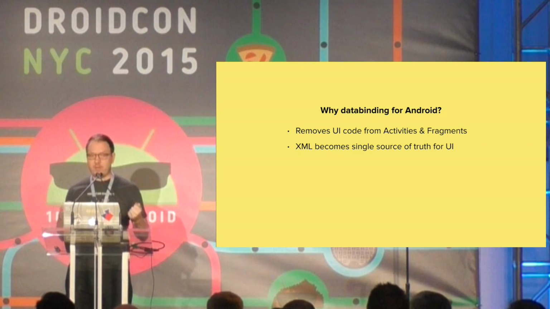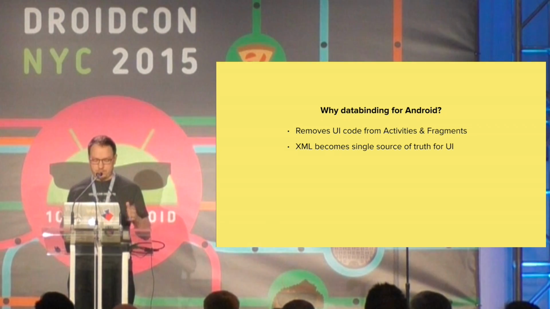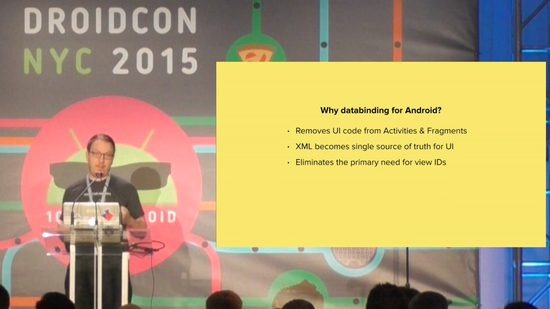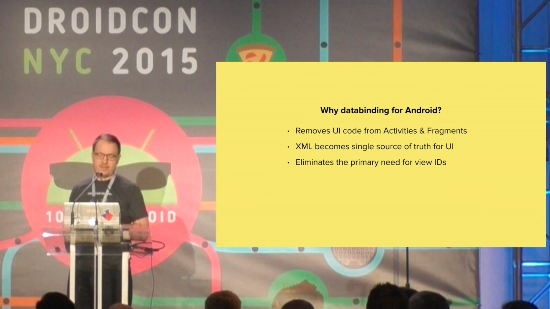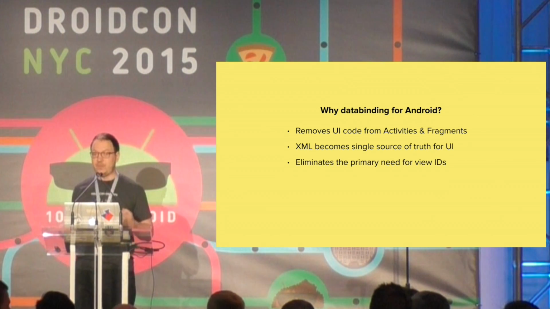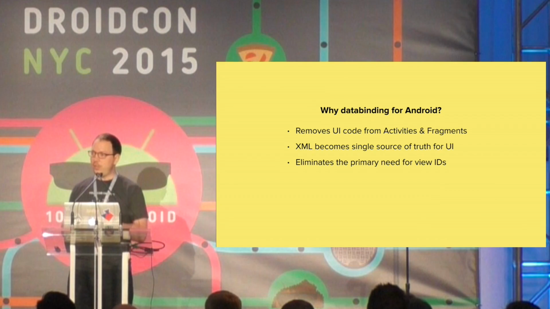So it can be kind of cumbersome to keep that straightened out. Another cool thing about data binding is it really eliminates the need to define IDs for your views. Data-bound fields are actually accessible directly from the binding, so you'll never need to call findViewById again.